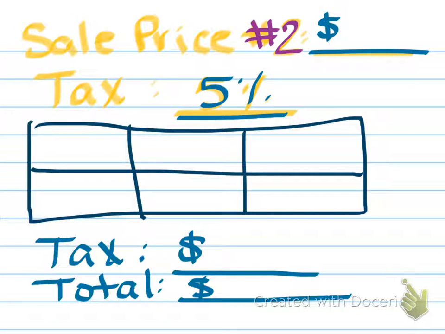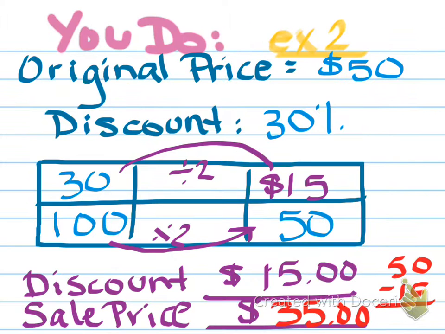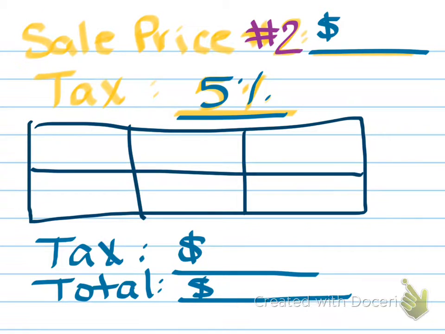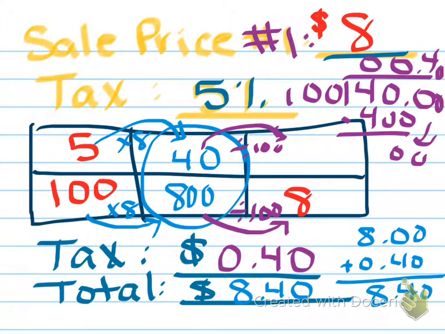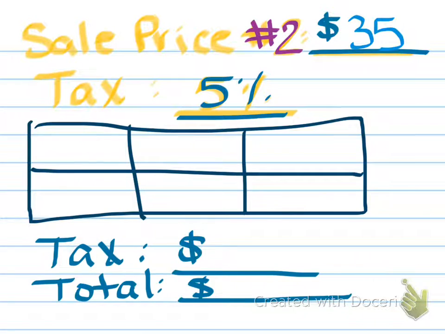All right, now this example you're going to do, and you're going to take the amount that you got from example number 2, which was $35. So you're going to take your $35 that was your sale price, and I want you to find the 5% tax. Set it up the same way that I set this one up, where you got your 5%. And find your 5% tax. All right, pause the video now, and when you come back, we'll go over it together.